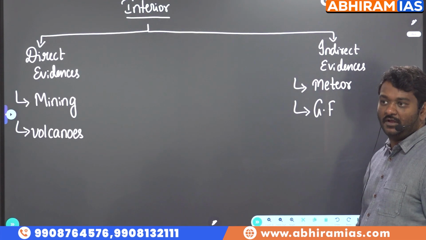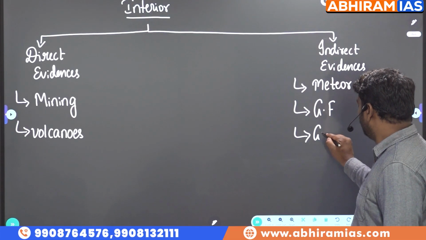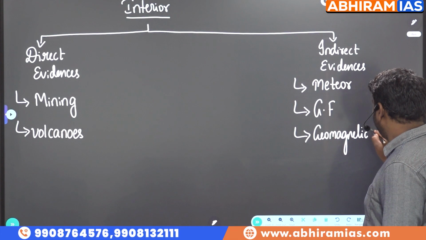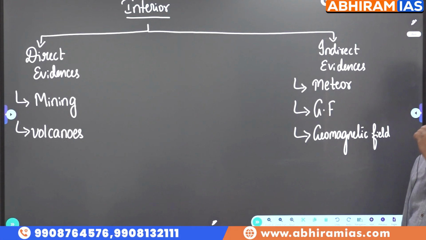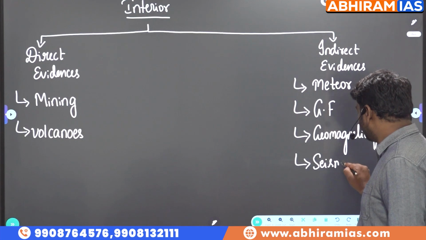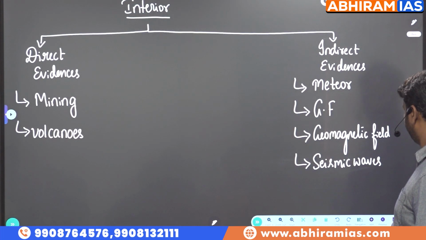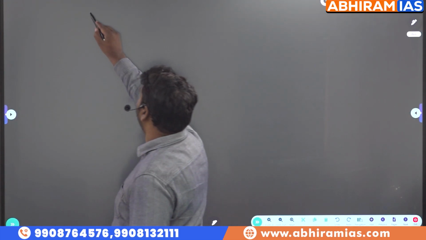gravitational force. Can we say gravitational force is maximum near poles and minimum near equator? It is also due to geomagnetic field. Can we say geomagnetic field helps us in understanding that inside there is a liquid layer? Okay. At last, it is also due to seismic waves. Okay, direct, indirect evidence.